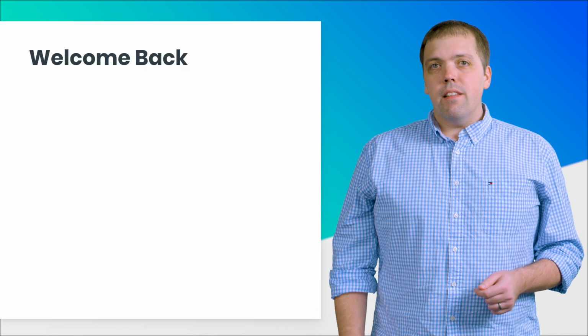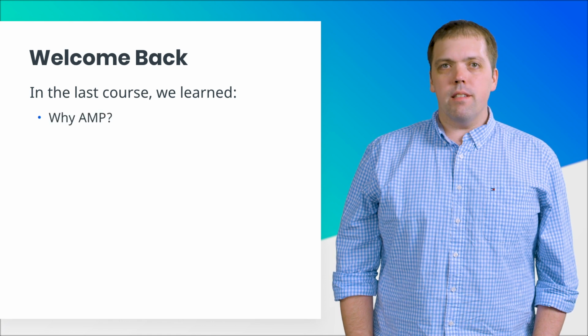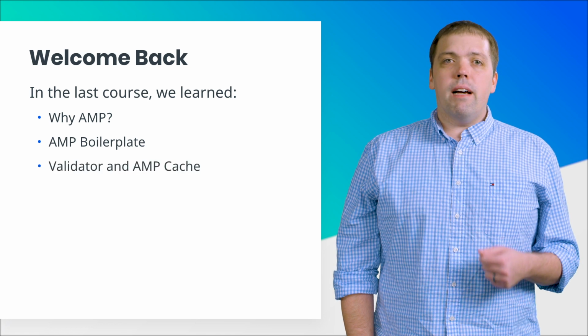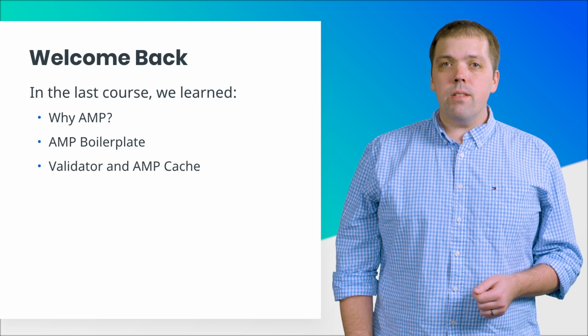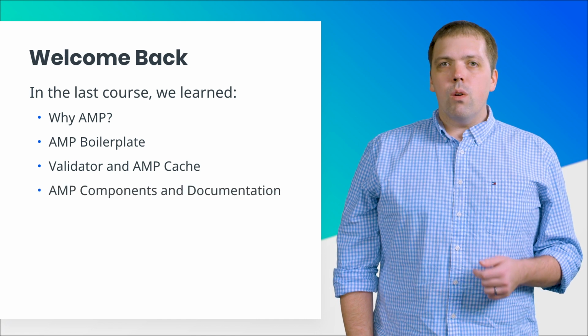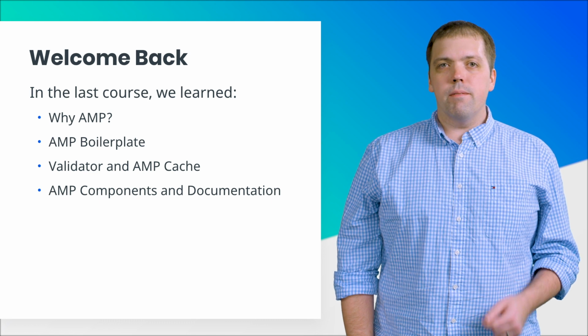Welcome back. This is the second course in our series. In the beginner course, we learned that AMP helps you create fast web experiences. We added AMP boilerplate code to our pages. We talked about how the AMP validator helps spot errors, and how the AMP cache helps load your site quickly. We also learned to use AMP components and the AMP documentation.